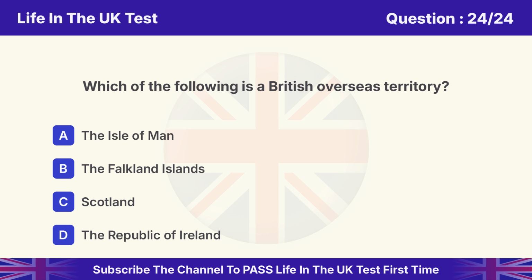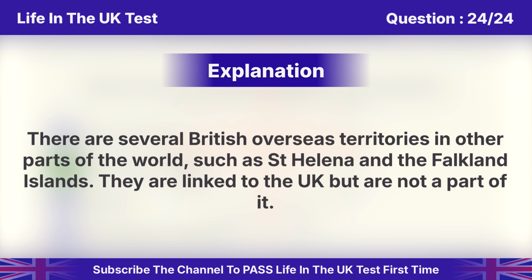Question 24. Which of the following is a British overseas territory? Option A. The Isle of Man. B. The Falkland Islands. C. Scotland. D. The Republic of Ireland. Answer is B. The Falkland Islands. There are several British overseas territories in other parts of the world, such as St. Helena and the Falkland Islands. They are linked to the UK, but are not a part of it.